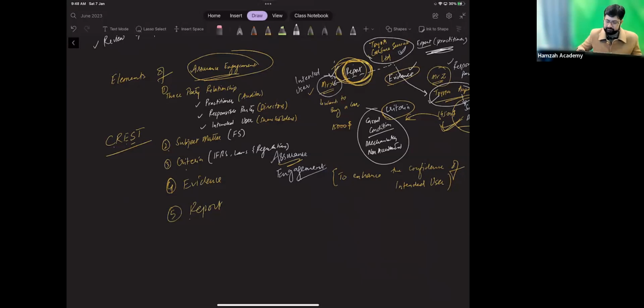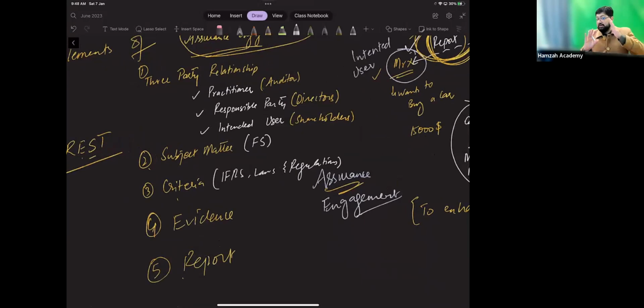Now, listen, please. So in the audit, now you will get a good idea of what audit is. I can repeat, no worries. Sure. An assurance engagement is a three-party relationship in which a practitioner expresses his report on a subject matter provided by a responsible party based on evidence against a relevant criteria in order to enhance the confidence of intended user.